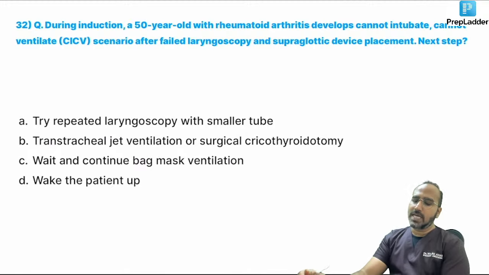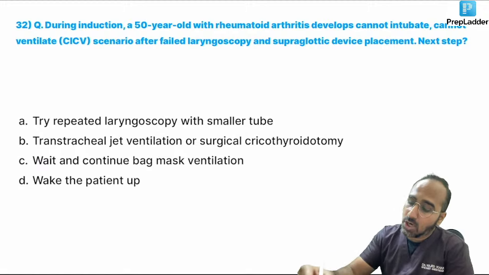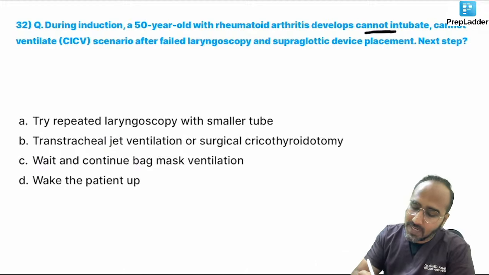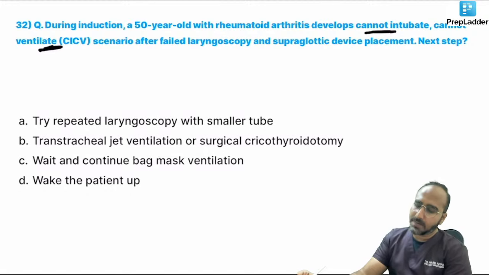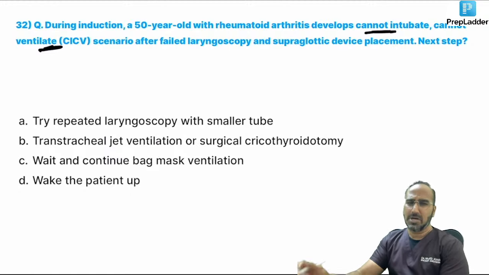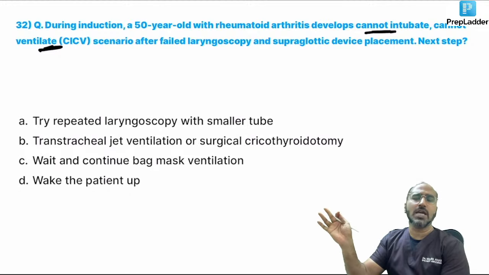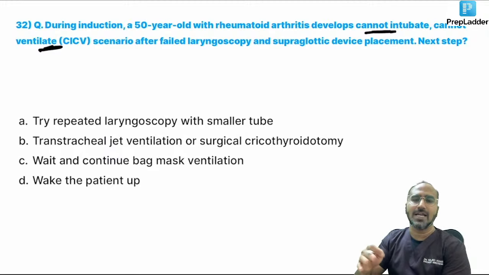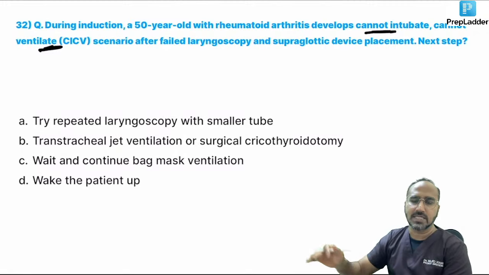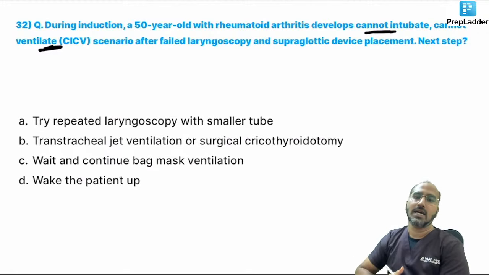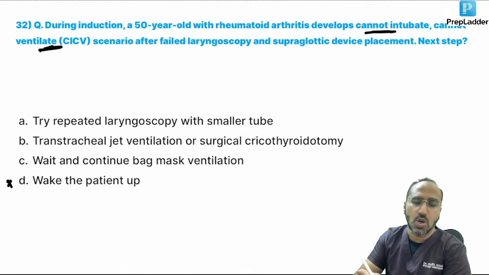During induction, a 50-year-old man with rheumatoid arthritis developed cannot intubate, cannot ventilate scenario after failed laryngoscopy and supraglottic placement. What is the next step? Come on, guys, straightforward answer. No jumping into any options. Cannot intubate, cannot ventilate. We have tried laryngoscopy, we have tried LMA, we have tried all the things. Everything failed. Now what will you do? It is an emergency. Will you wait for the patient to wake up? No.